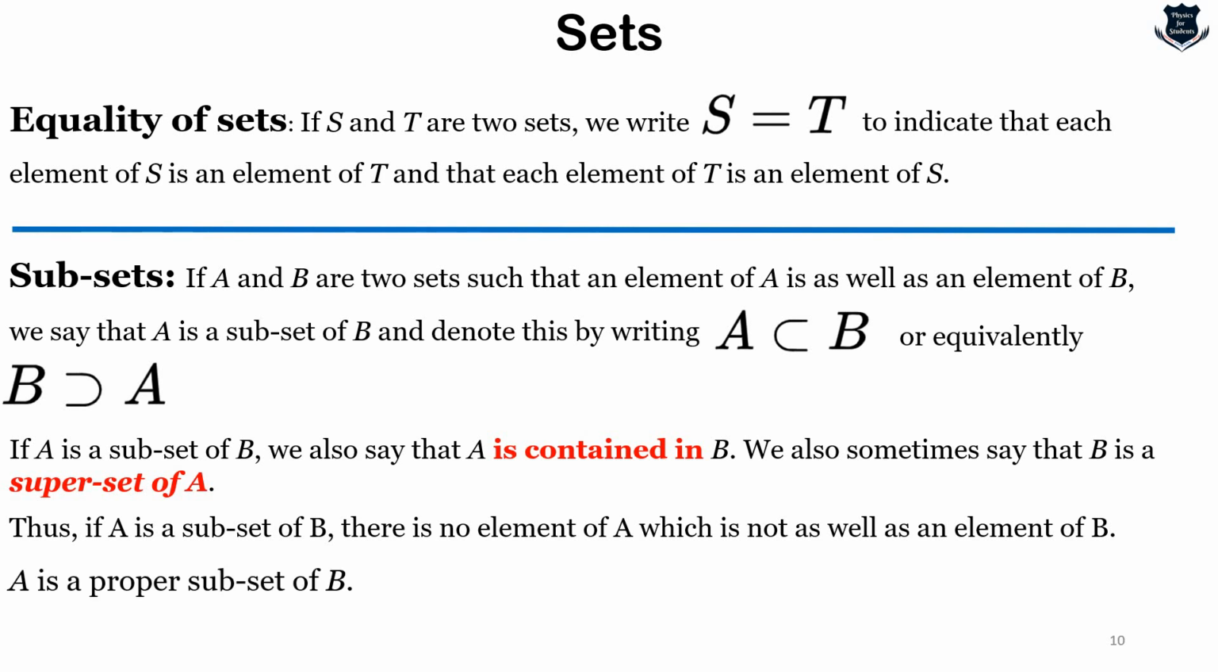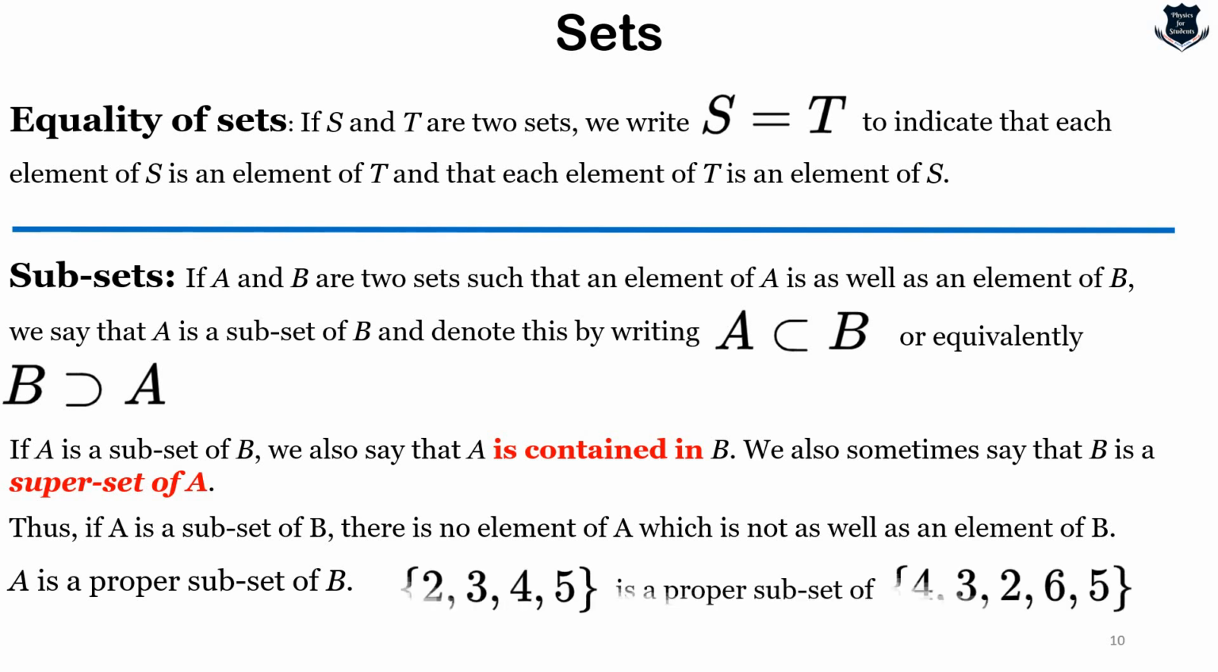I mean to say, this is also a definition. So if A is a subset of B without being the same as B, let us see an example. For example, {2, 3, 4, 5} is a proper subset of this. {2, 3, 4, 5} would be included along with that extra one, that is the 6.